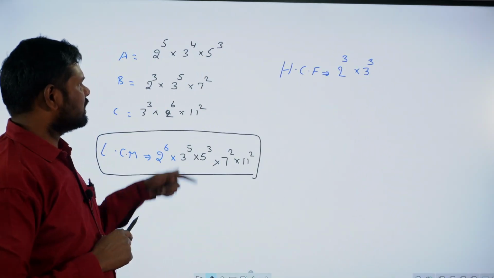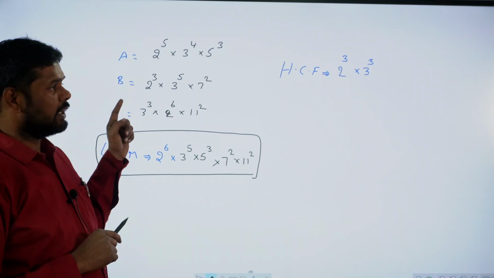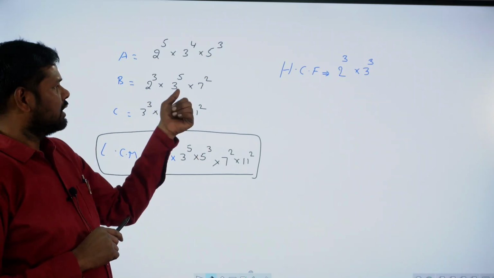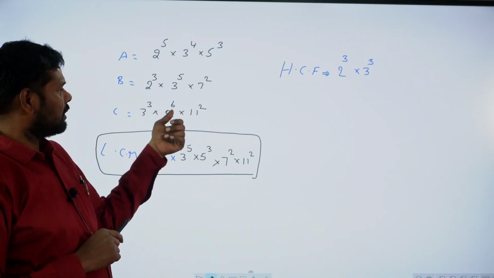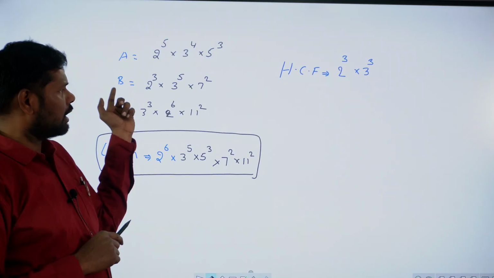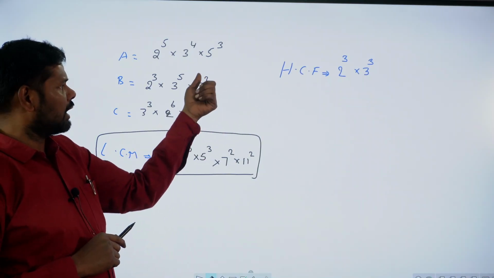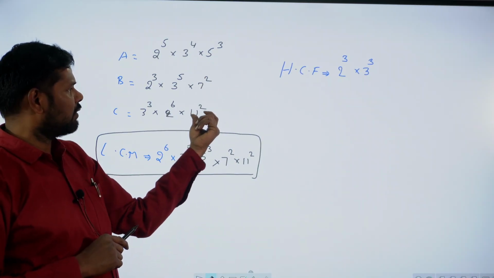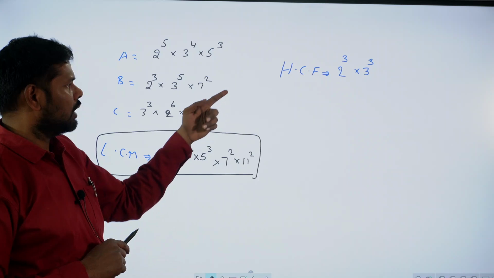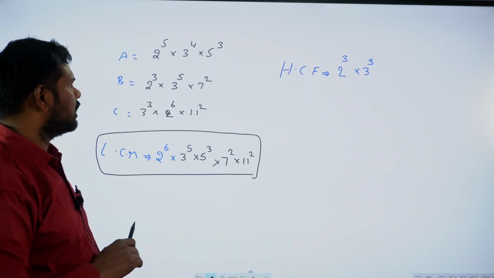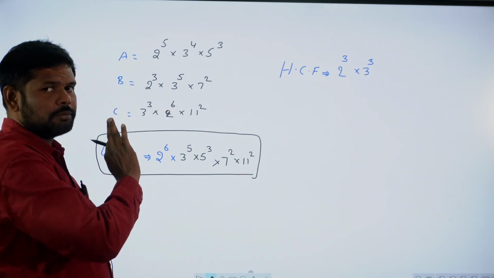Then 5 is not present in all the numbers, that's why it is not in the HCF. 7 is also not in all numbers, and 11 power is also not present in all the numbers. That's why we are not considering 5, 7 and 11 powers in the HCF. So the HCF is nothing but 2 cube into 3 cube. That's it for these three numbers.